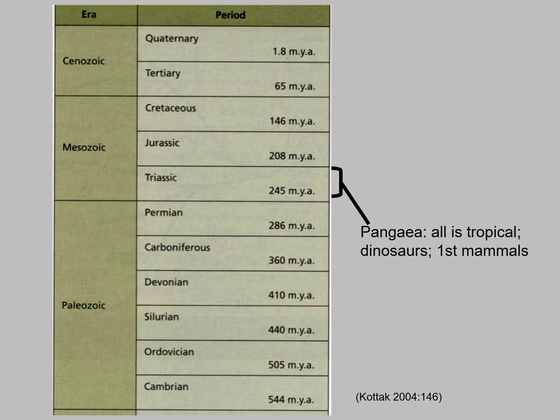To put what I've just talked about into perspective, here is a chart showing the eras and periods, a geological chart, with the oldest periods at the bottom and the most recent at the top. Pangaea, the single large continent, is present at about 250 million years ago. All of the land masses are tropical. We see early primitive dinosaurs and the first mammals. During the time period that Laurasia and Gondwana split apart, we see mass extinctions and these early primitive dinosaurs die out.